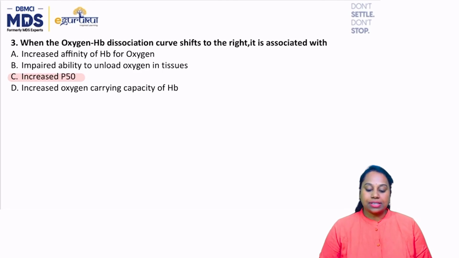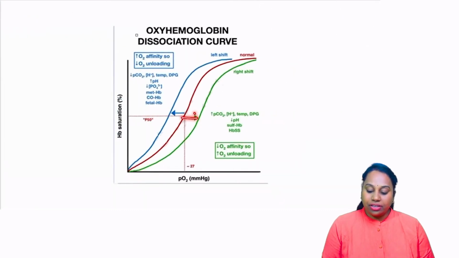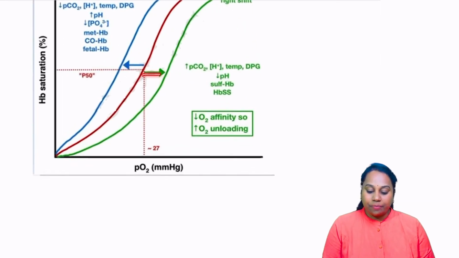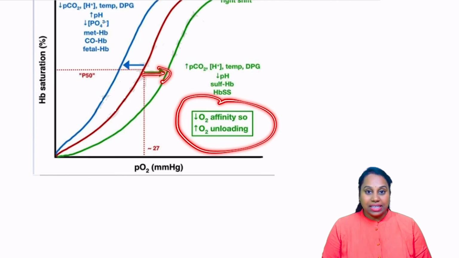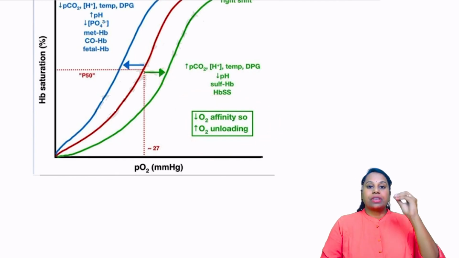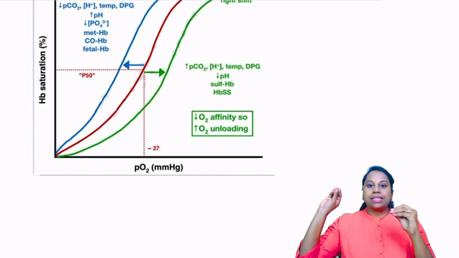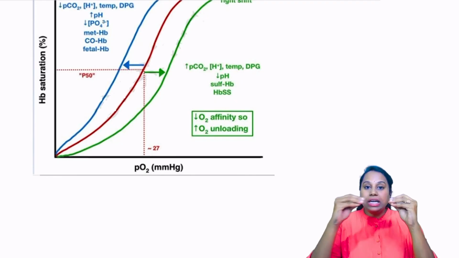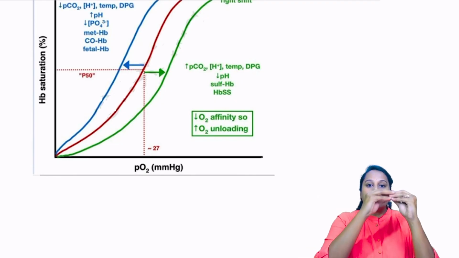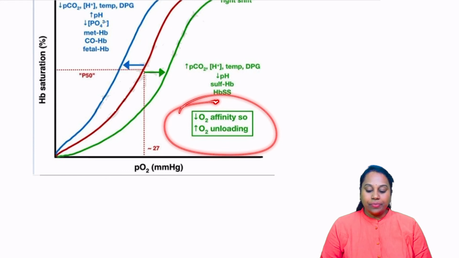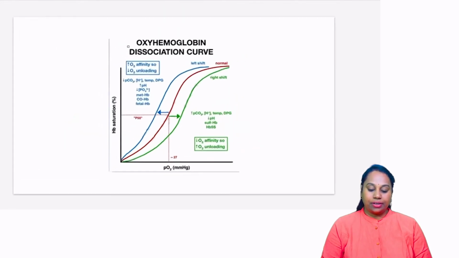What about the other options? Increased affinity of hemoglobin for oxygen? No, because in right shift of the curve, the oxygen hemoglobin affinity decreases. In right shift, there is decreased oxygen hemoglobin affinity. It means if this is hemoglobin, this is oxygen. Oxygen is removed from hemoglobin and it is given to the tissues. So there is unloading of oxygen from hemoglobin. Oxygen is unloaded and given to the tissues. So in right shift of the curve, there is decreased oxygen affinity and increased oxygen unloading.